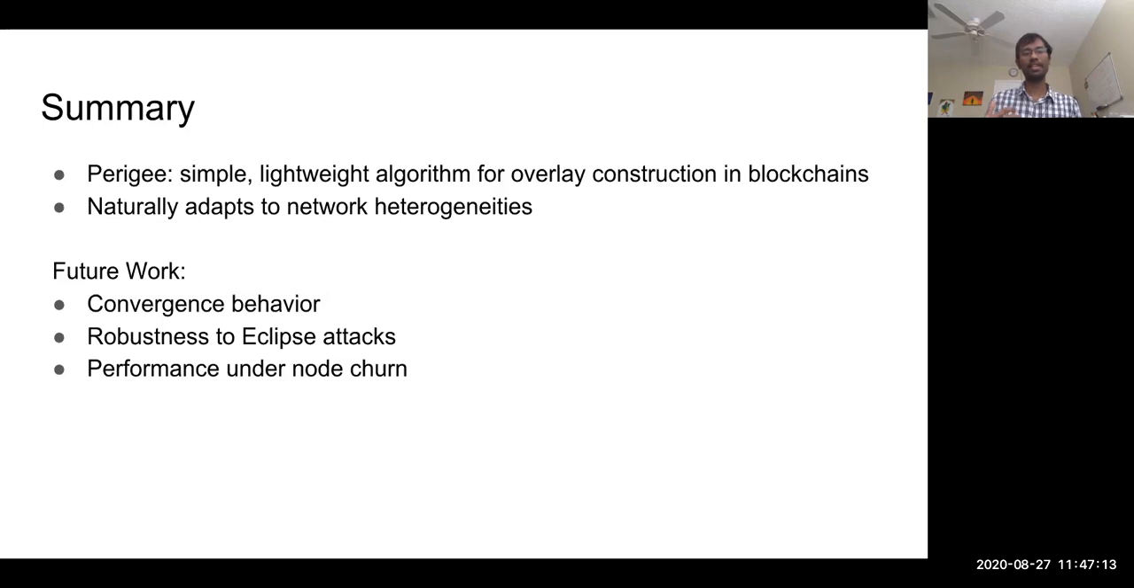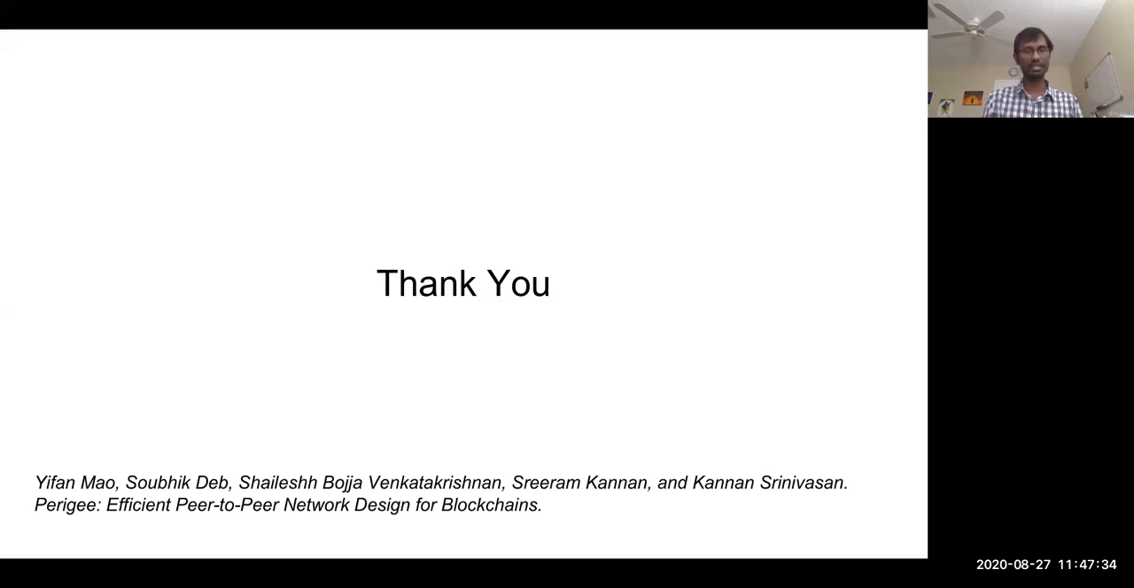And third, we believe that the protocol should be able to adapt to changes in the network conditions, and so on. But again, a more systematic analysis of this, to see how fast the protocol is able to adapt to such changes, is also an interesting direction for future work. I'll conclude here, and this is the paper if you're interested. I'm happy to take questions.